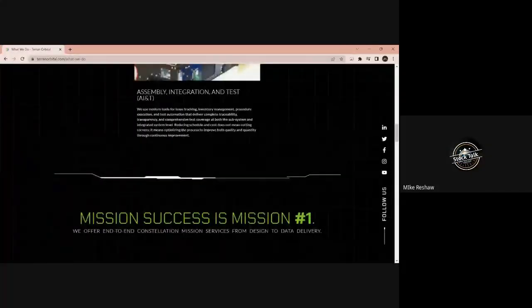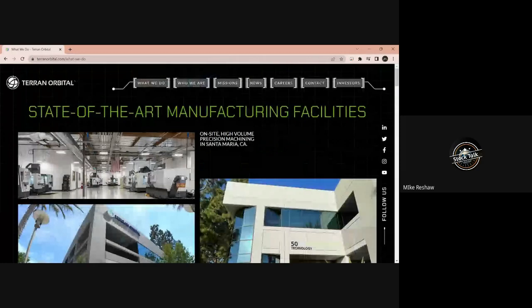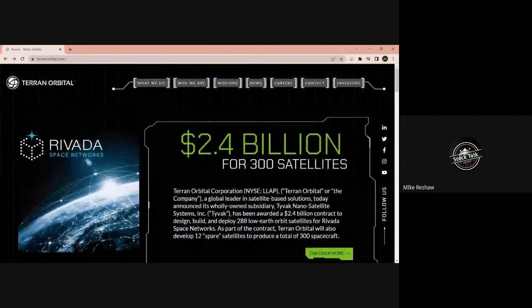Let's go to the big headline here. We don't want to bury the lead. This is on the website, posted to the front there. $2.4 billion for satellites. Yes, from the NYSE, Terran Orbital has been awarded a $2.4 billion contract to design, build and deploy 288 low Earth orbit satellites for Rivada Space Networks. As part of the contract, Terran Orbital will also develop 12 spare satellites to produce 300 spacecraft.